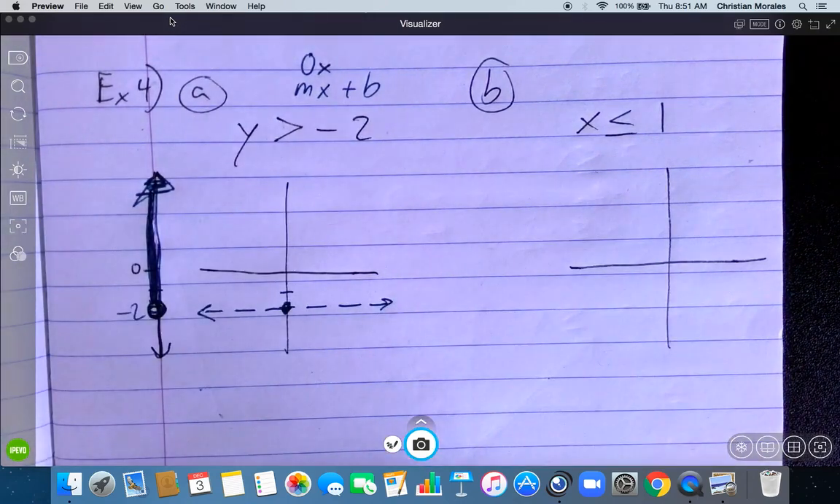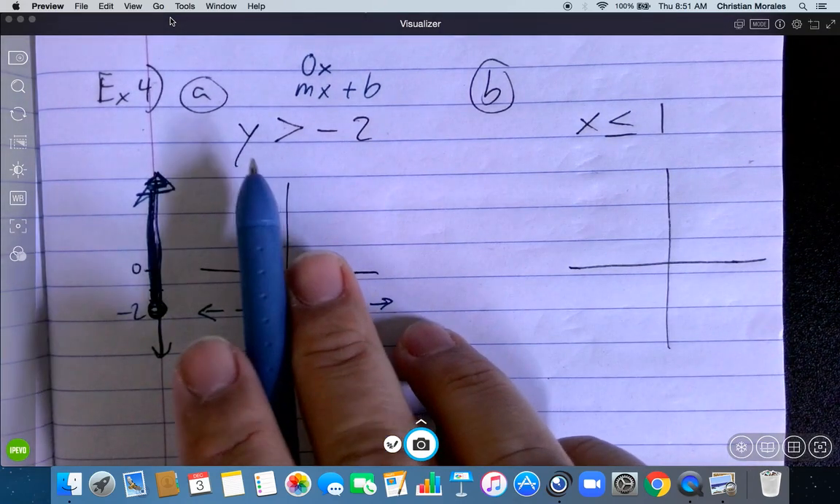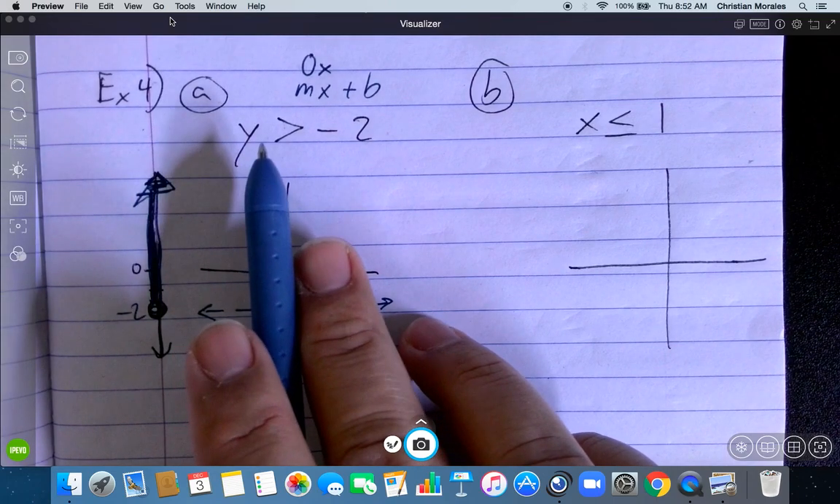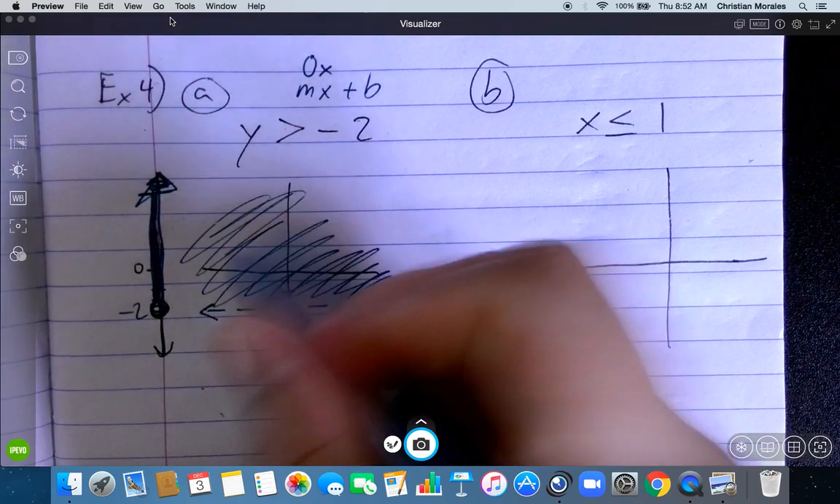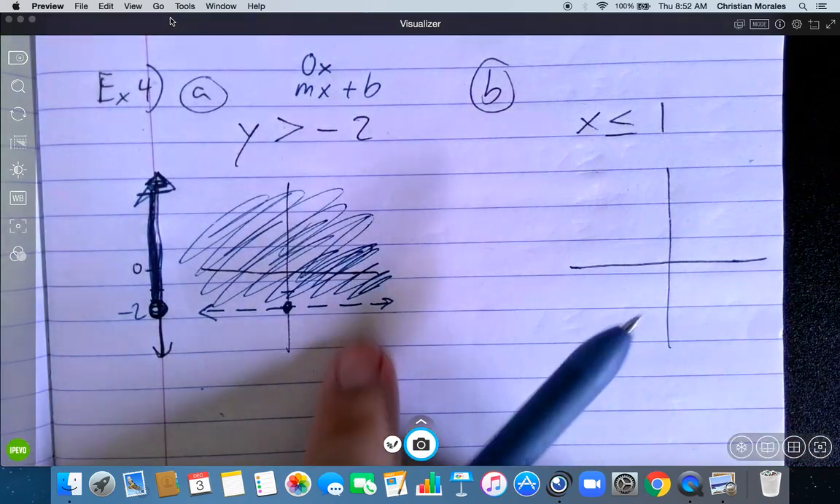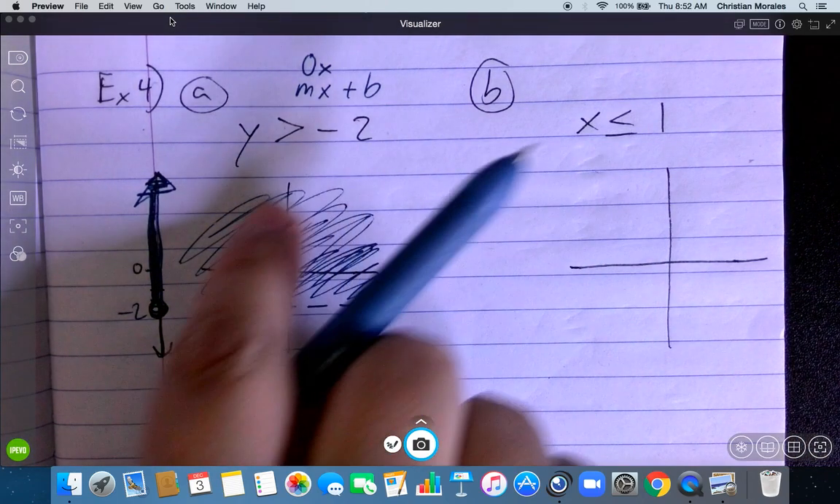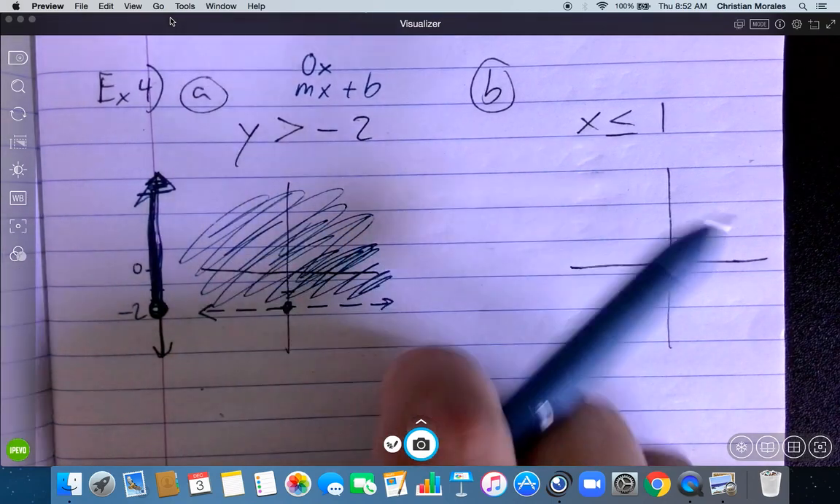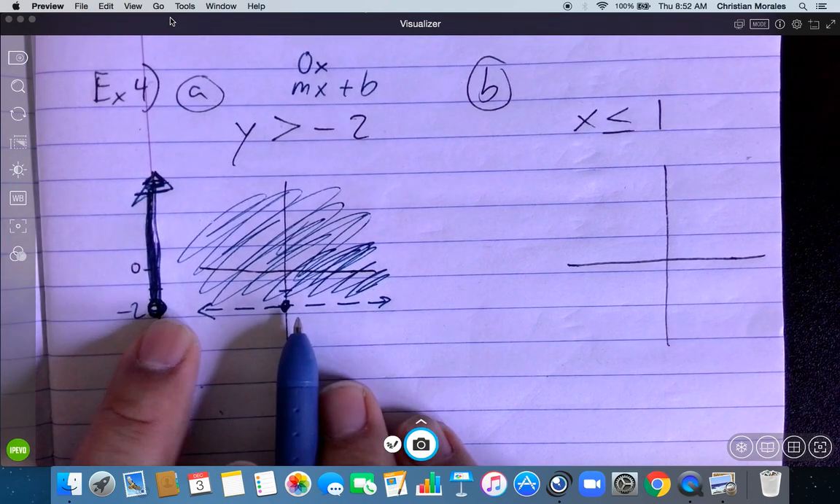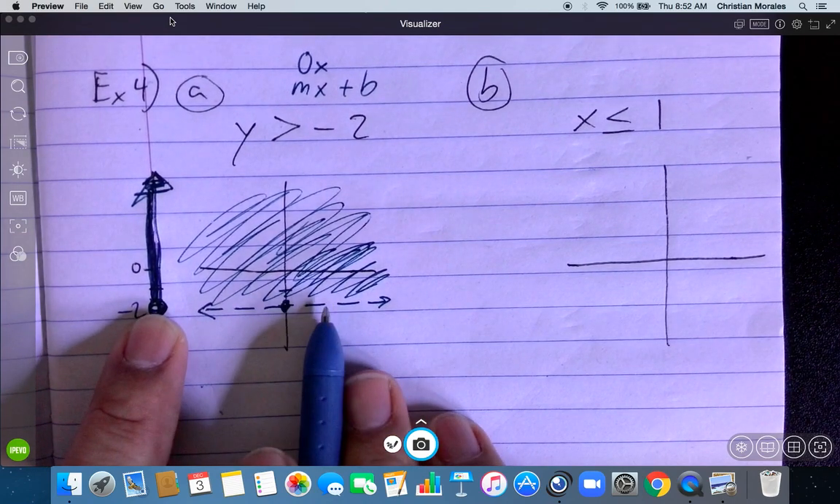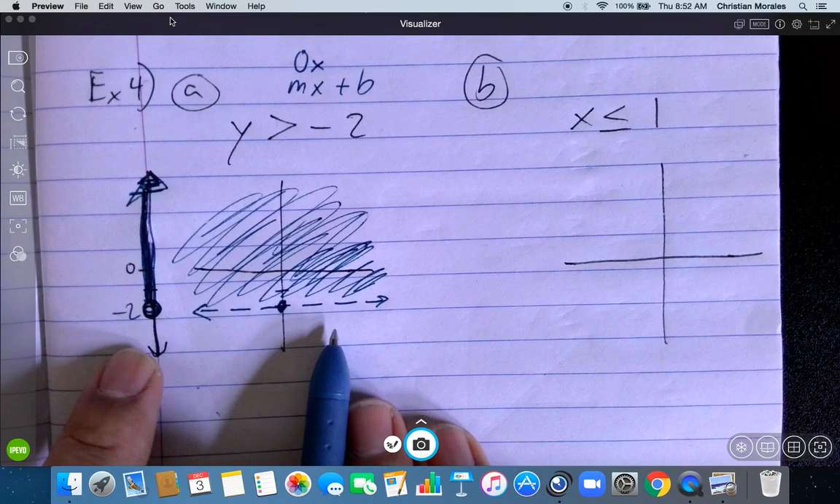Okay, now where do I do the shading? What does it say about y? Y is greater. So we're going to shade above. So your answers are all up here. All the points up here are your answers. And if you look at it, if you match it with just the y-axis, we're saying that this is not the answer. Everything above it is the answer.